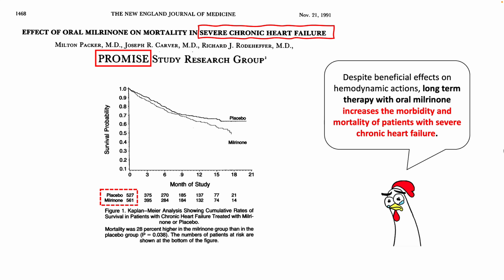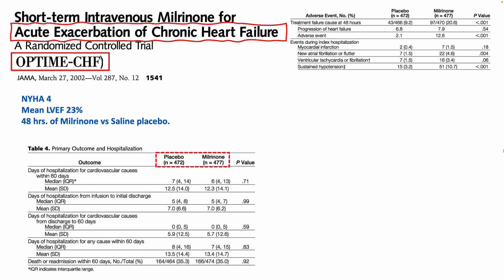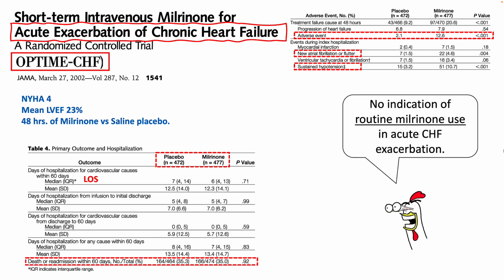So to see the effect on acute heart failure, they performed the OPTIME-CHF trial. Here the mean LVEF was 23%, and they compared 48 hours of milrinone versus saline. They did not see any difference in death, readmission, or length of stay between the two groups. However, in the milrinone group, they saw more adverse effects, especially new atrial fibrillation or flutter and sustained hypotension. The authors concluded that there was no indication for routine milrinone use in acute CHF exacerbation.